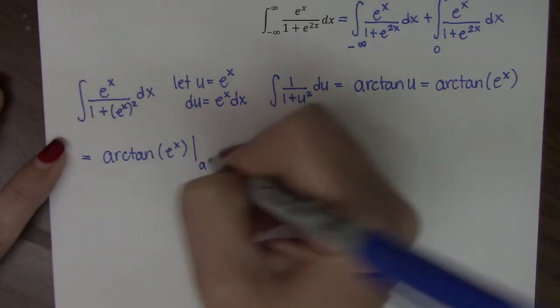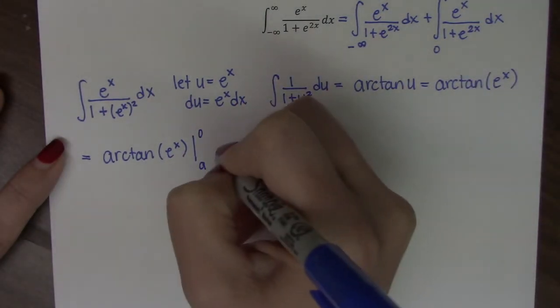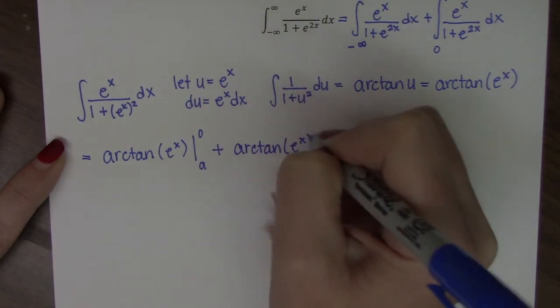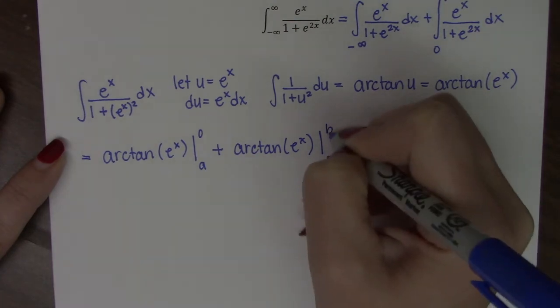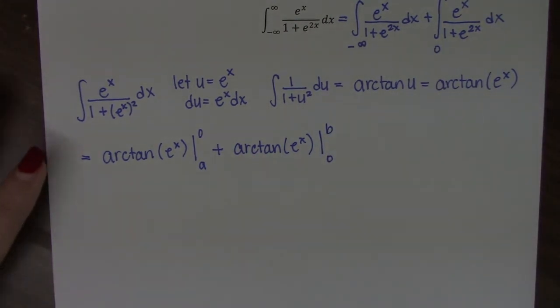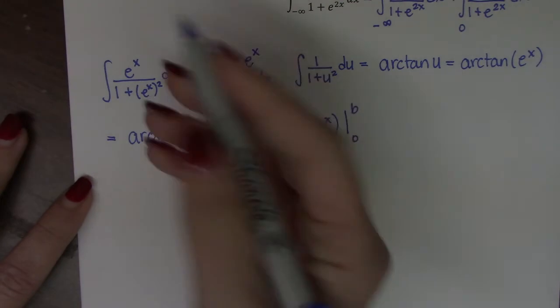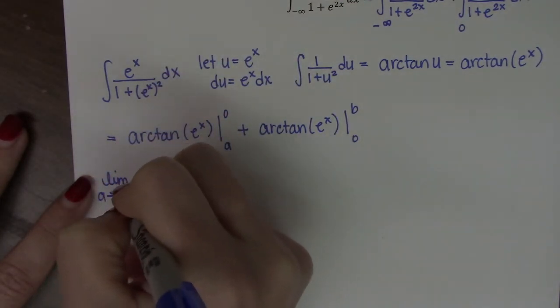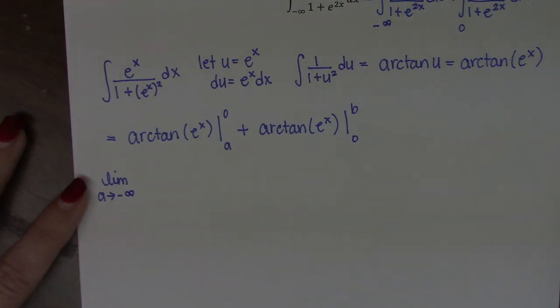So I'm going to evaluate that from a to 0. And then we're going to add that to arctan of e to the x evaluated from 0 to b, okay? So we're going to take the limit of this as a goes to negative infinity. And see, this is the other reason we use this a-b notation, so you don't confuse the bounds of your limit, right? A should go to negative infinity because it was at the bottom of your integral, right? And b should go to positive infinity because it was at the top of your integral.